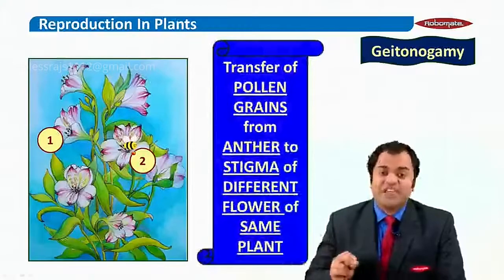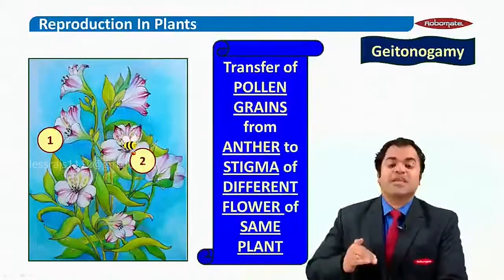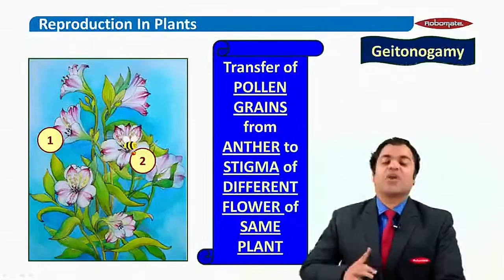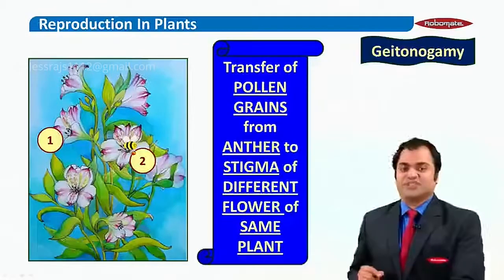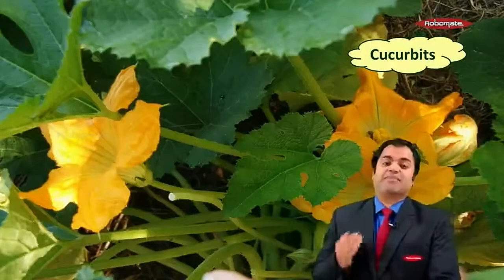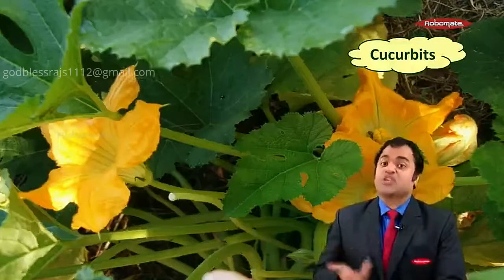So by definition, transfer of pollen grains from the anther to the stigma of a different flower but of the same plant is called geitonogamy. It is also a type of self-pollination. Now look at one more example here. Remember that geitonogamy takes place in plants like cucurbits. Is that okay? Or Cucurbita, which is cucumber.